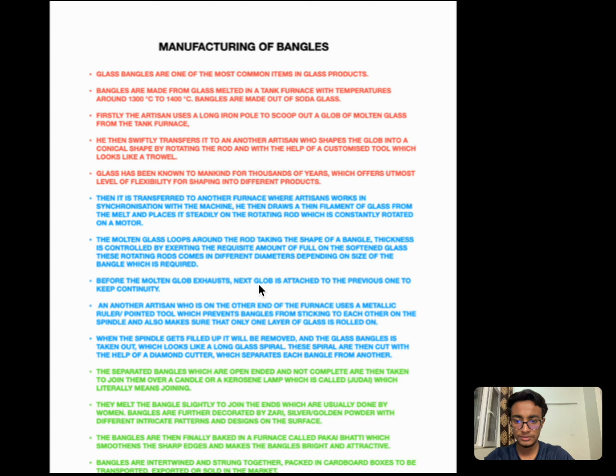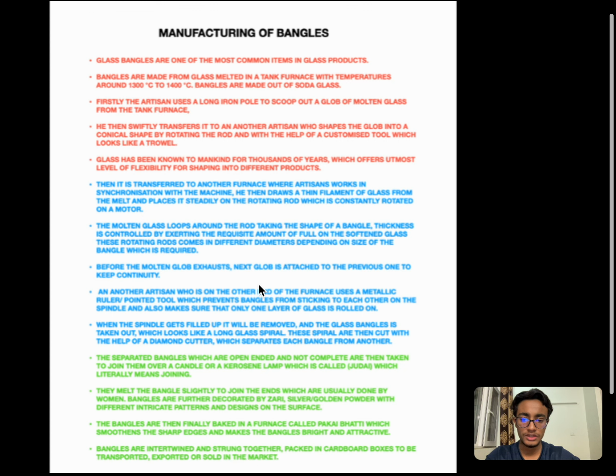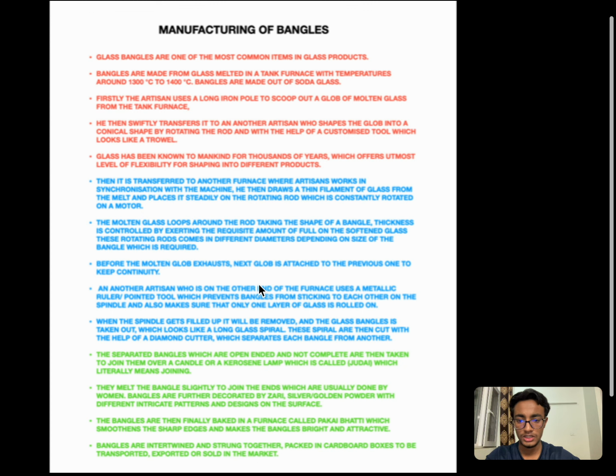Before the molten globe exhausts, the next globe is attached to the previous one to keep continuity. Another artisan on the other end of the furnace uses a metallic ruler-like pointed tool which prevents the bangles from sticking to each other on the spindle and also makes sure that only one layer of the glass is rolled on.